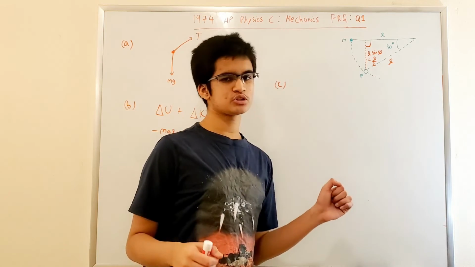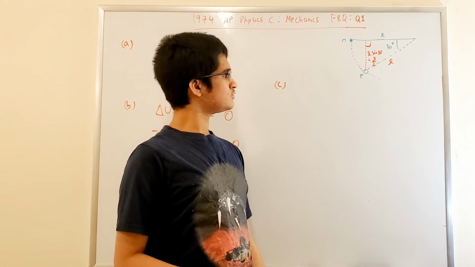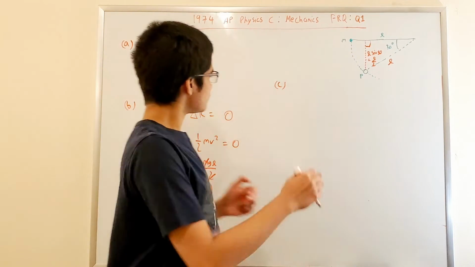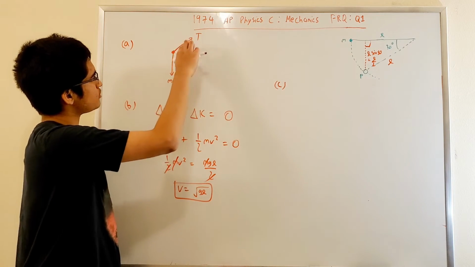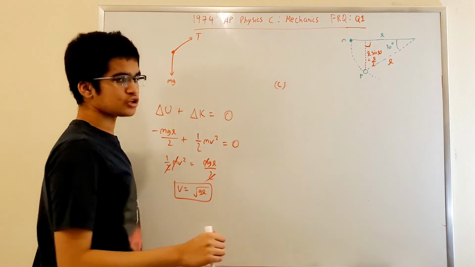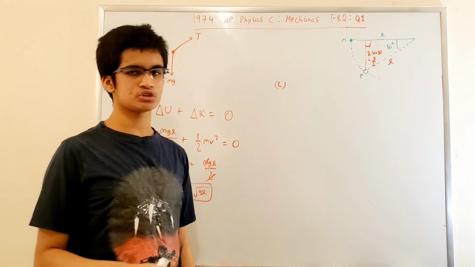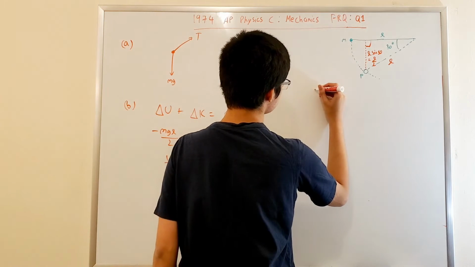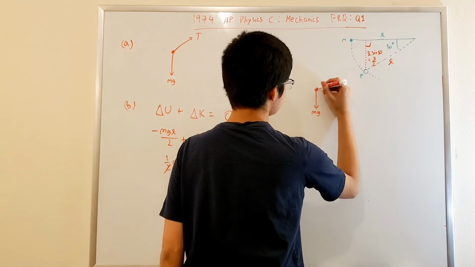For part C of this question, we need to determine the tension in the string. Before we begin, let us take a trip back to part A and look at our free body diagram. We need to use this free body diagram to solve this question because this is a forces question. So let me redraw the diagram again. Here we have mg, and here we have T.